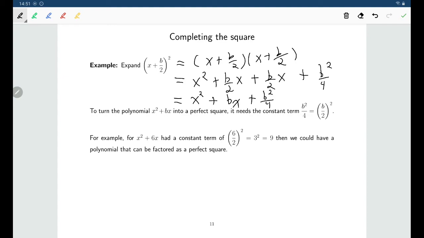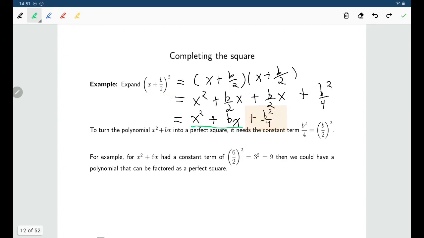The reason that I'm mentioning this is the whole idea of what it means to complete the square. When we say completing the square, we're talking about taking something that's a quadratic and adding on to it a constant term so that what you have is a perfect square. So in this case, for this polynomial that we have here, x squared plus bx plus b squared over 4, that is a perfect square because it does factor out as something squared.